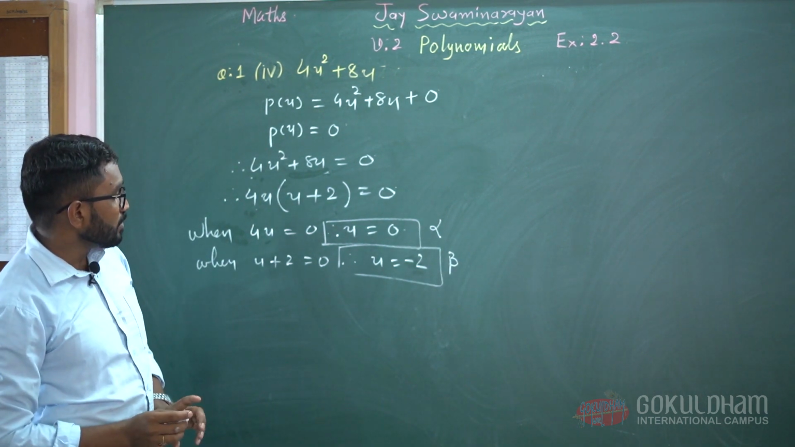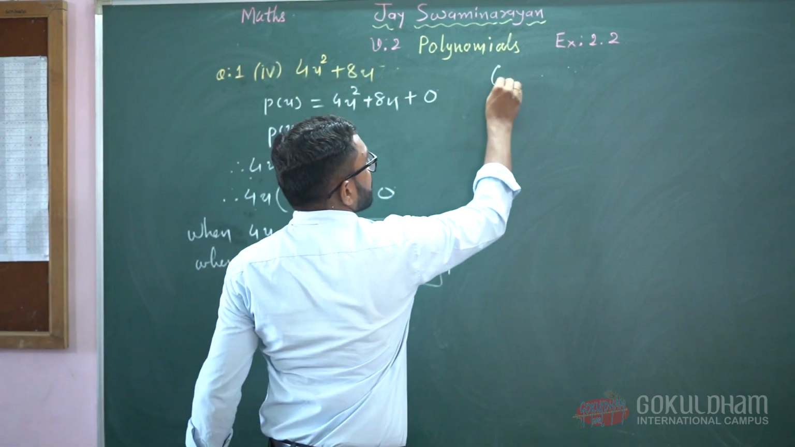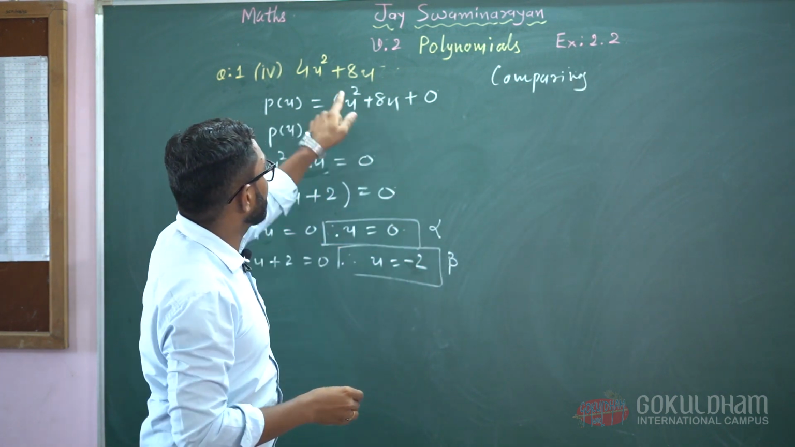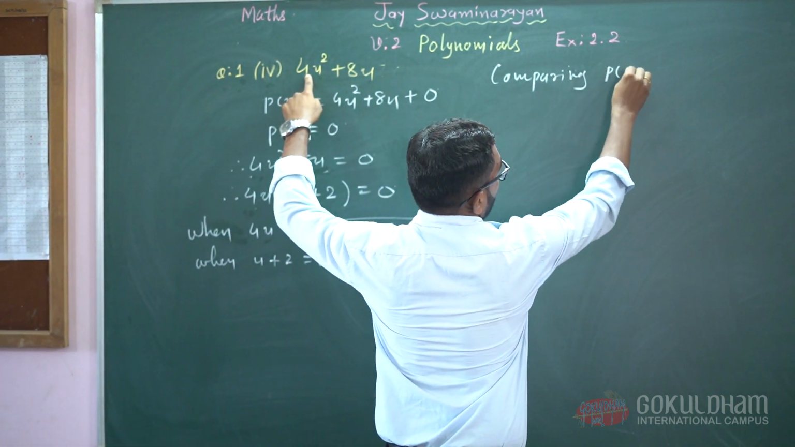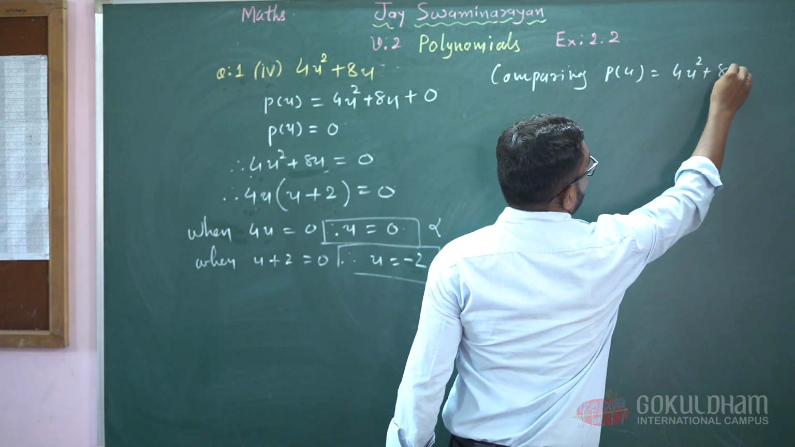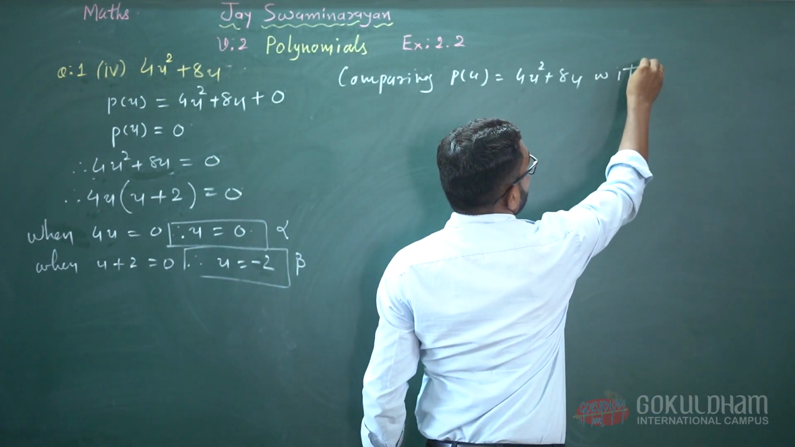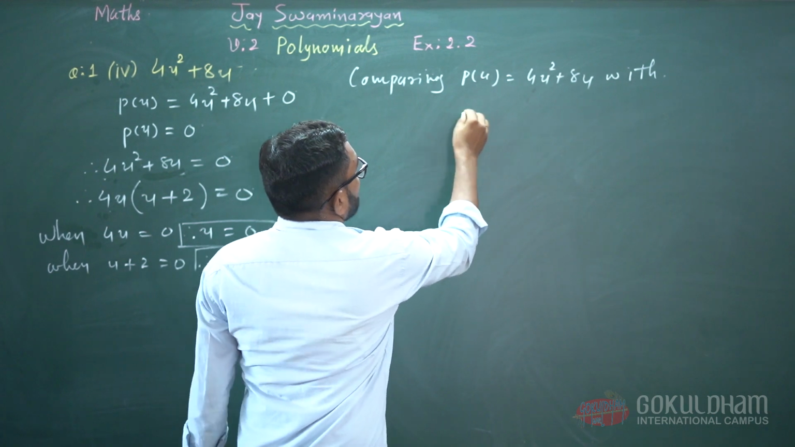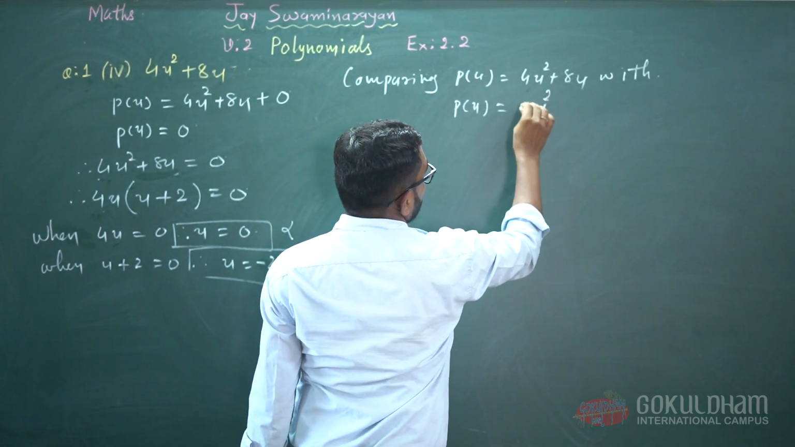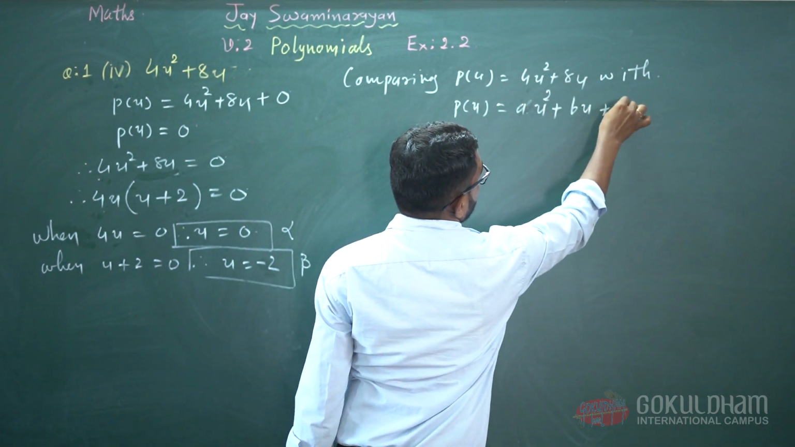Now we compare this equation, P of u equals 4u square plus 8u, with our general equation P of u equal to a u square plus bu plus c.